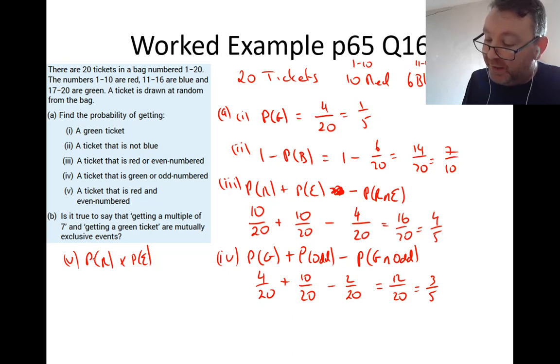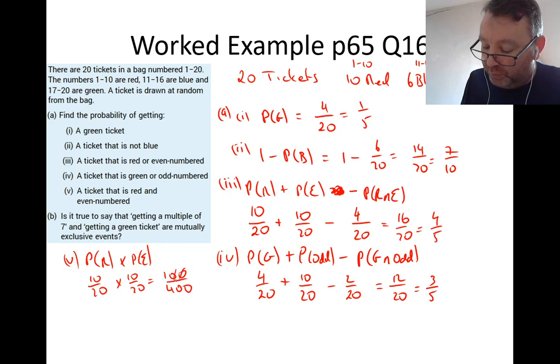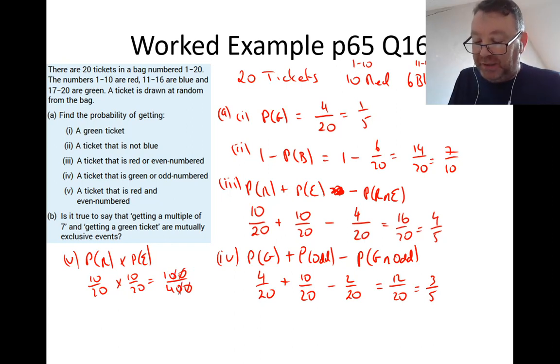So probability of red is 10 over 20 multiplied by the probability of even, which is again 10 over 20, which gives me, because half of them are even, 100 over 400. Now think, that's going to be 1 over 4. Okay, let's think about that. A ticket that is red and even numbered. So just go up here.